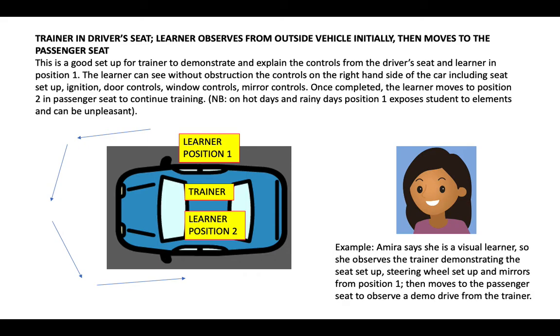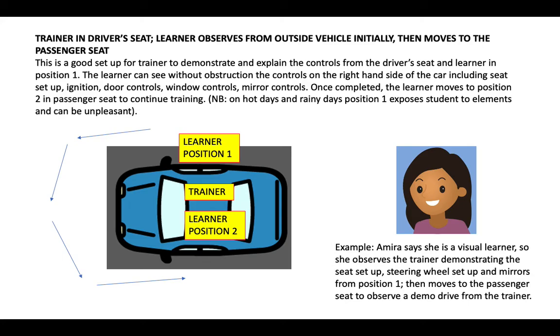This is a good setup for the trainer to demonstrate and explain the controls from the driver's seat and the learner in position 1. The learner can see without obstruction the controls on the right-hand side of the car, including seat setup, ignition, door controls, window controls, mirror controls. Once completed, the learner moves to position 2 in the passenger seat to continue training. Note, on hot days and rainy days, position 1 exposes the student to the elements, and that can be unpleasant.